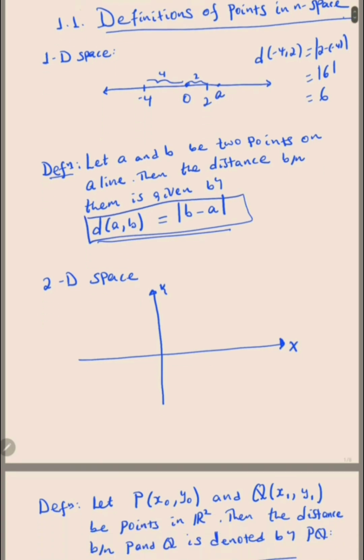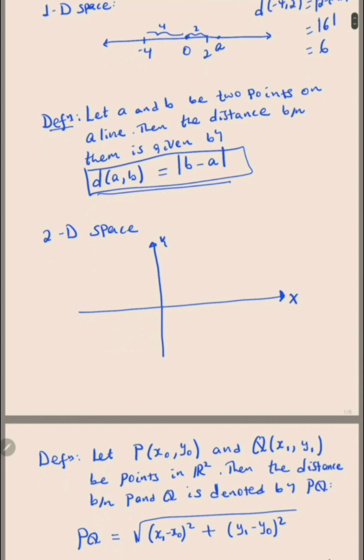And similarly, for two-dimensional space, a point is just an ordered pair, x naught, y naught. If you have a point x naught on the x-axis and this y naught here, then a point in a plane, or in two-dimensional space, is just this point here, which is x naught, y naught. So the representation of a point in 2D is the ordered pair x naught, y naught.